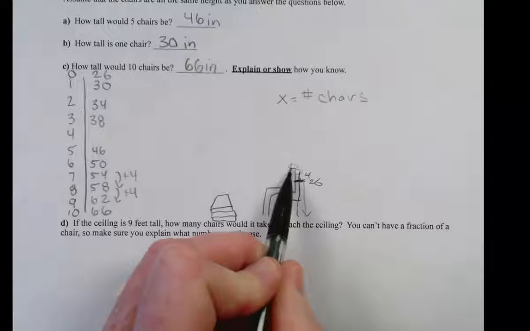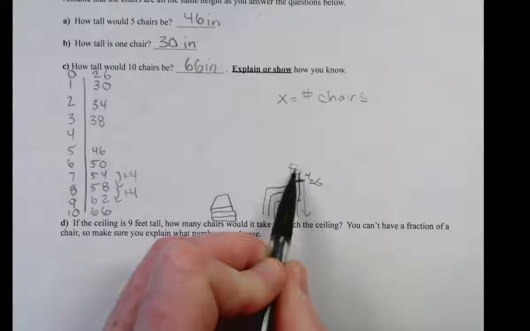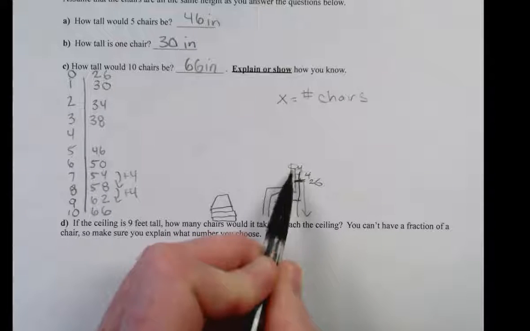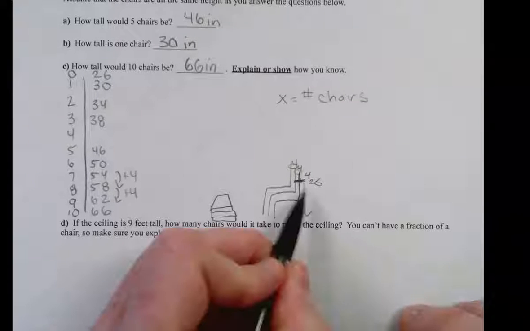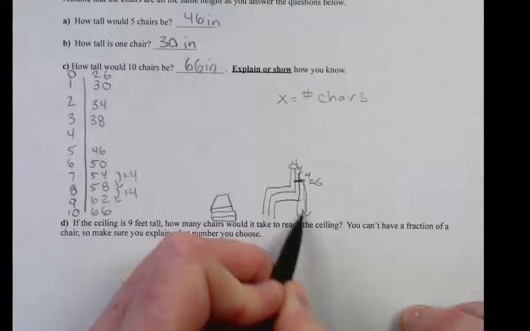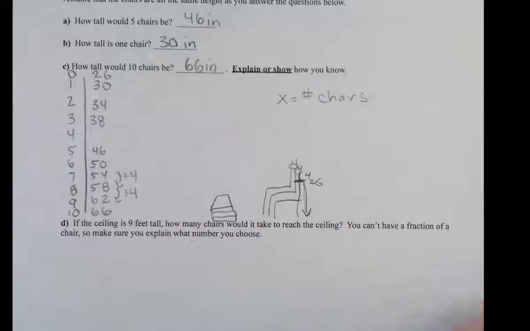So that's adding the first chair. You have 30. When we add the second chair, we add another 4 inches. When we add a third chair, we add another 4 inches. So we have to take that into consideration, all right? So we keep adding 4 every time we add a chair, but we have to take into account that 26 inches of the chair that's kind of the base of the tower.